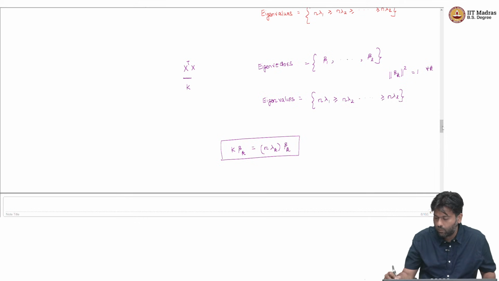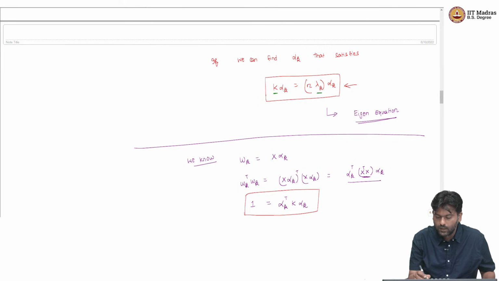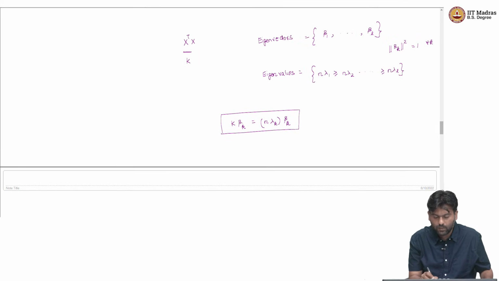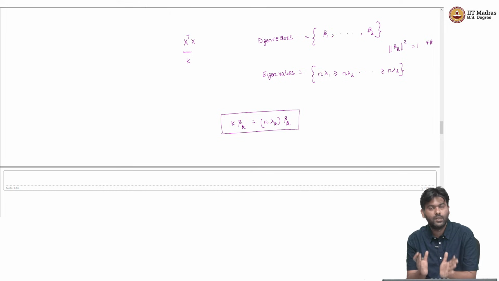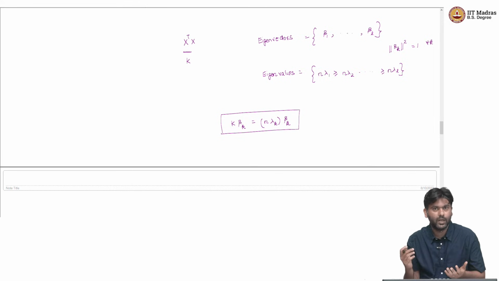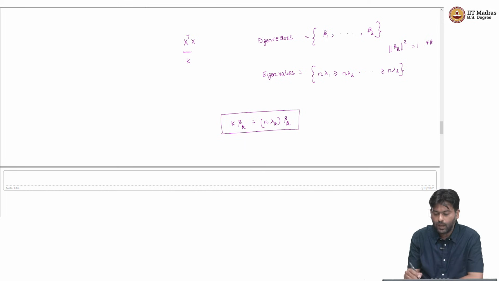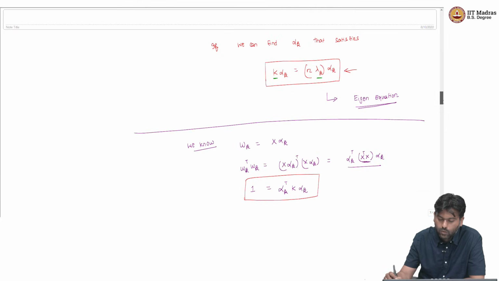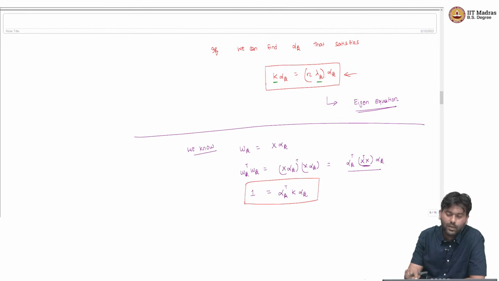Now, question is what we wanted? We wanted some alpha k which satisfies K alpha k equals n lambda k times alpha k. We found a beta k which satisfies K beta k equals n lambda k times beta k, but is beta k the same as alpha k? Well, we saw that there is a length constraint also on these alpha k's. It is not just the fact that it has to satisfy this equation, it also has to satisfy alpha k transpose K alpha k must be 1, right.